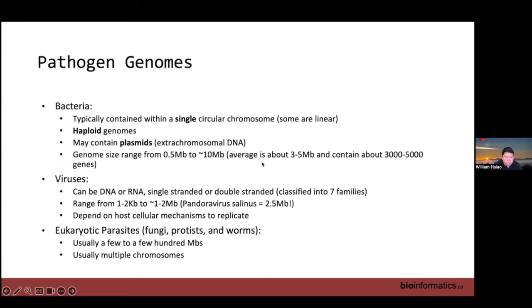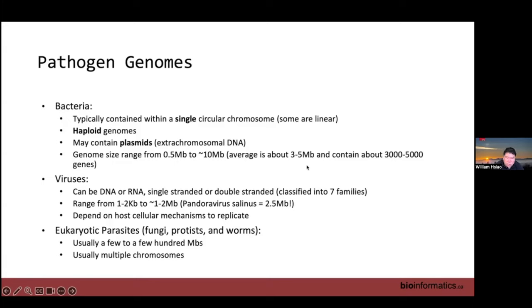Okay, now moving on to a bit about pathogen genomes, so everyone's on the same level. Bacterial genomes are typically contained within single circular chromosomes. There are some exceptions, some are linear. And what's important to also know is that it's a haploid genome, meaning that it only has one copy of the gene and one copy of the chromosome, rather than in humans, for example, where we're diploid with two copies, or two alleles, of a given gene. And they may also contain extrachromosomal elements such as plasmids. The genome sizes typically range from 0.5 megabase, or 500,000 bases, to over 10 megabases, or 10 million bases.